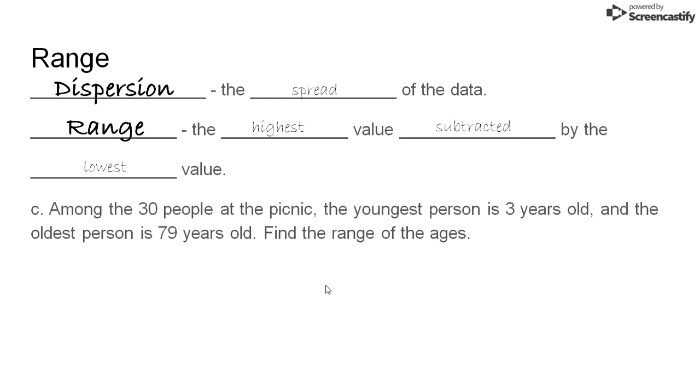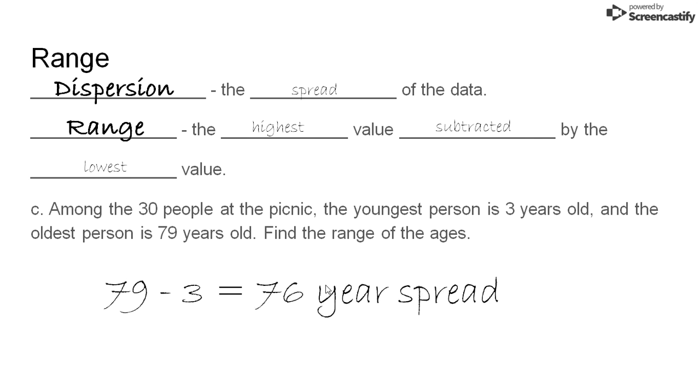For example, C, we've got 30 people at a picnic. The youngest person is 3 years old. The oldest person is 79 years old. We need to find the range of the ages. So it's really as simple as taking the oldest person and the youngest person and subtracting them. And then that means there is a 76-year spread among the people at that picnic.